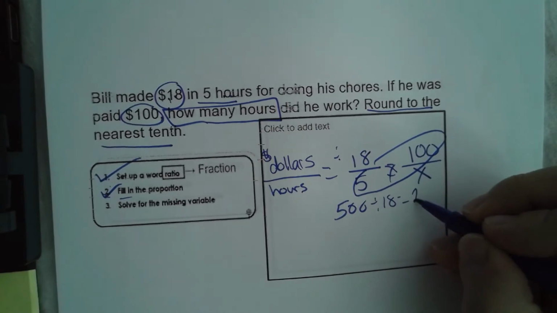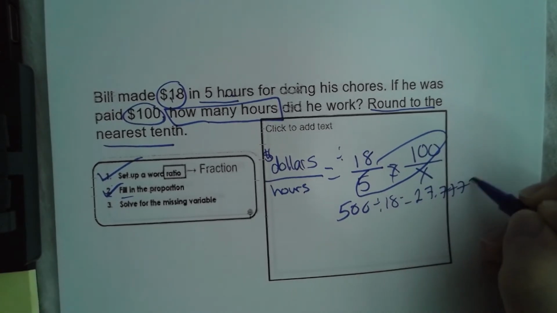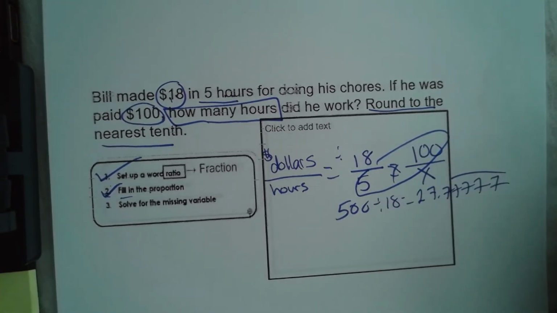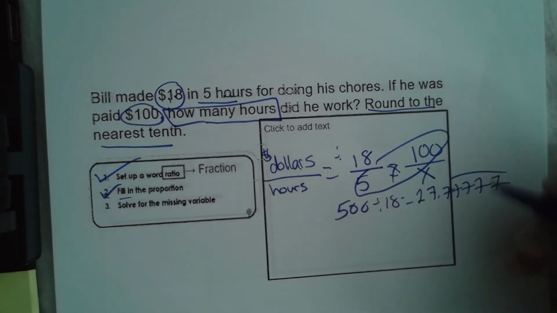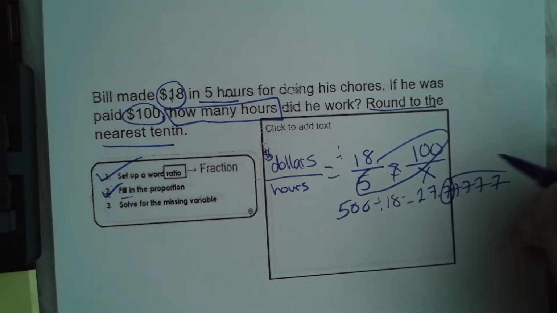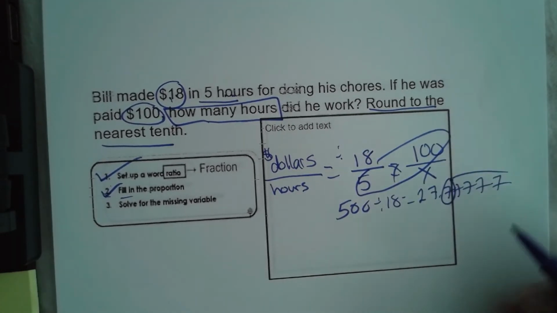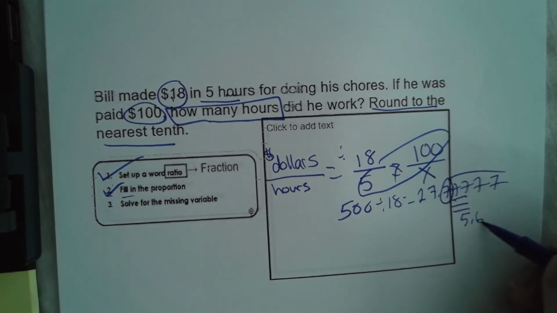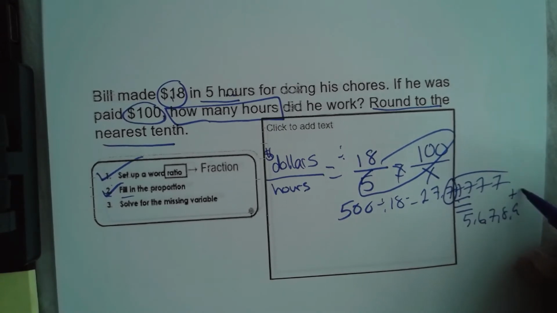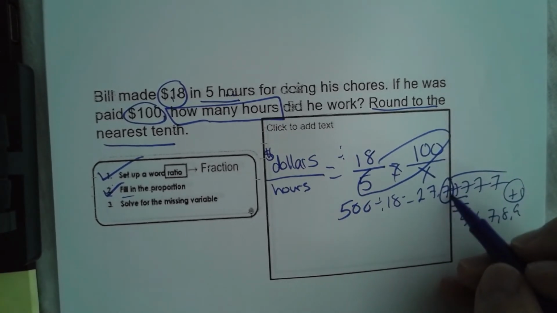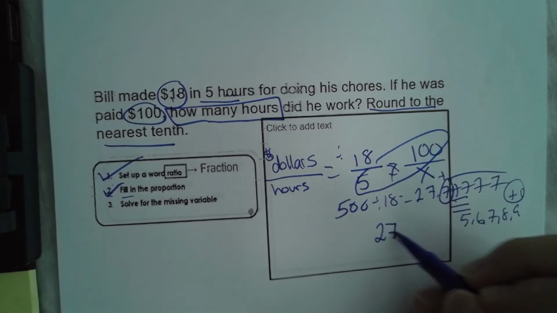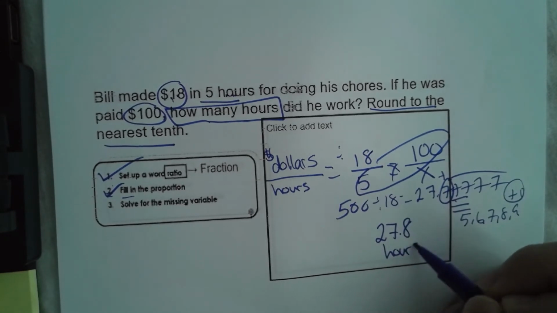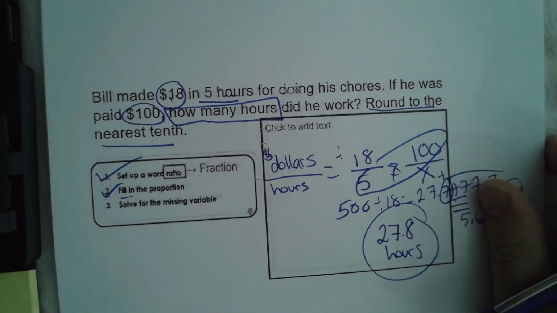I get 2.77777 repeating. Okay. It says round to the nearest tenth. So that's the tenths place value. Look at this number. It's 5 or more. What do we do? Add one more. So I change this to 27.8 hours. Okay.